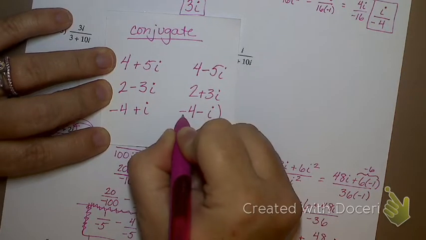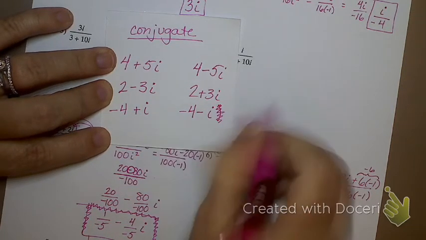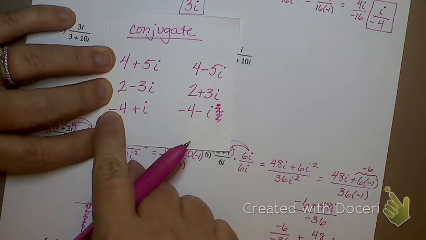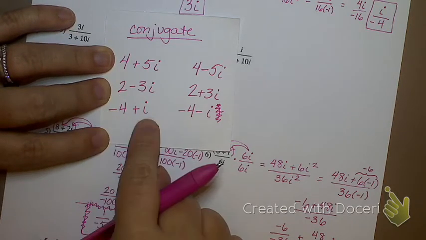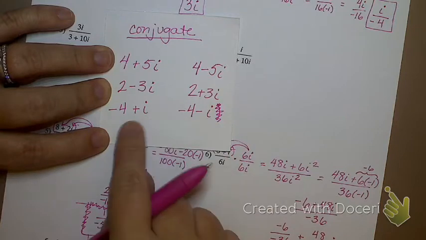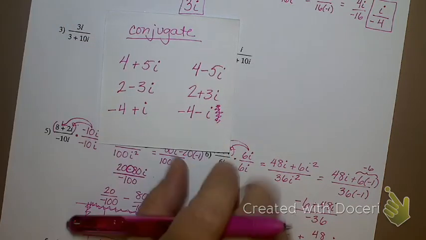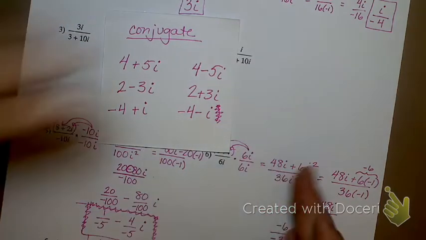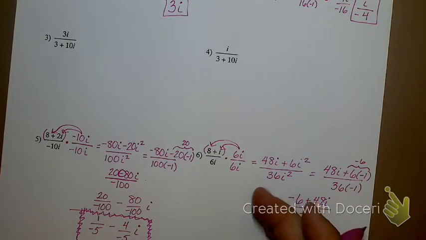You don't change the sign of the first term. You just change the addition to subtraction or the subtraction to addition. Keep the sign. Why do I tell you that? Because we're going to do that.